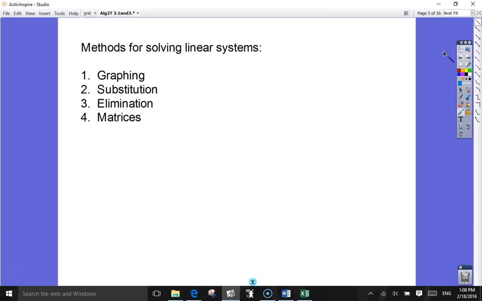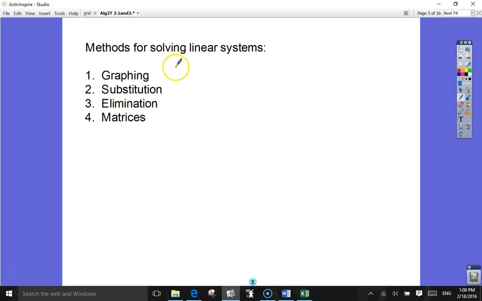I don't think there's anywhere in our curriculum now that we actually teach matrices. It used to be part of the curriculum, so it was a little more natural to use that as a way to solve systems of equations. Let me write that in there. So this is today.